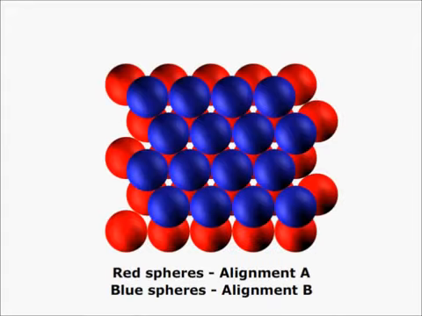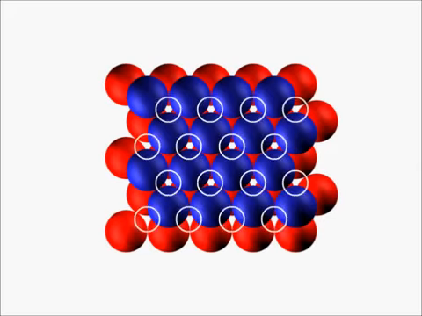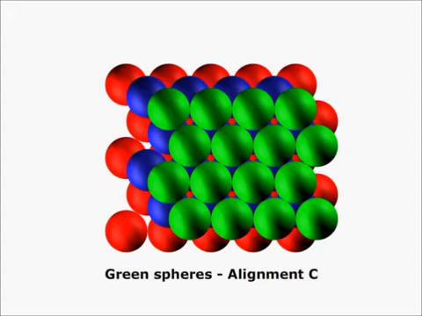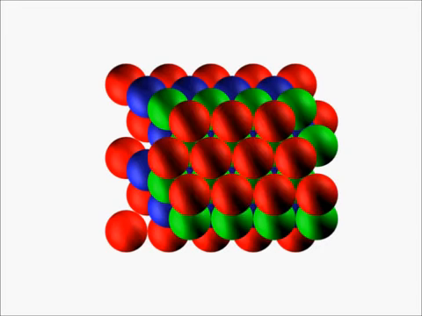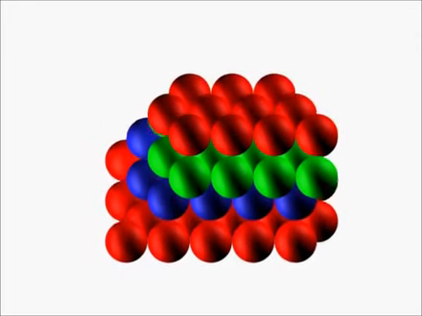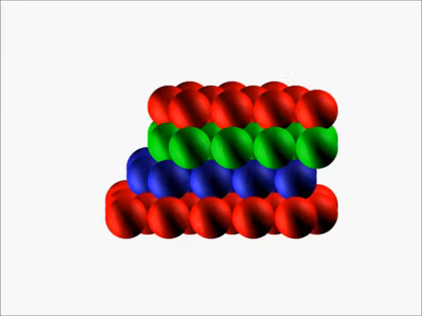Another way of placing the third layer is to cover the octahedral voids of the second layer by placing the spheres of the third layer above the octahedral voids made by the first two layers. The alignment of the third layer is different from the first two layers, and so the spheres have a different color, that is green color. Let this alignment be called C. Using the same reasoning, we can cover the octahedral voids created by the second and third layers by a fourth layer. It will be found that the fourth layer has the same alignment as the first layer. So this pattern is called ABCA type pattern.